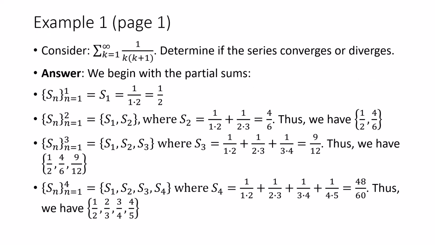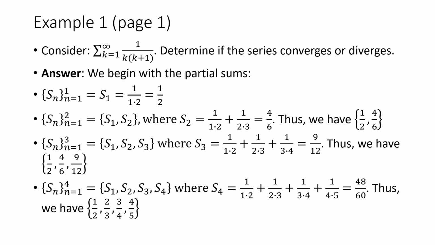So here's an example. Consider the series from k equal 1 to infinity of 1 divided by the quantity k times k plus 1. Determine if the series converges or diverges. So we're going to begin with the partial sums. Okay. S1 is going to be equal to 1 over 1 times 2, which is 1/2.